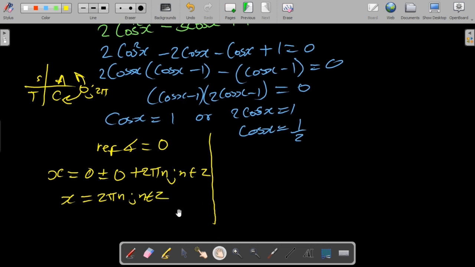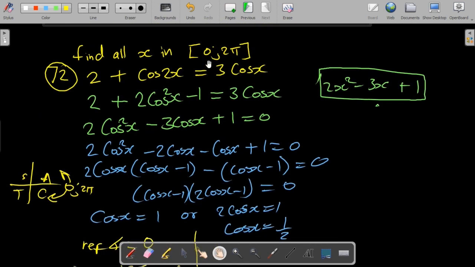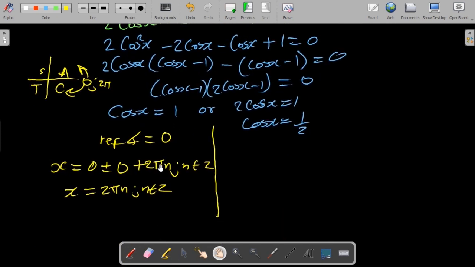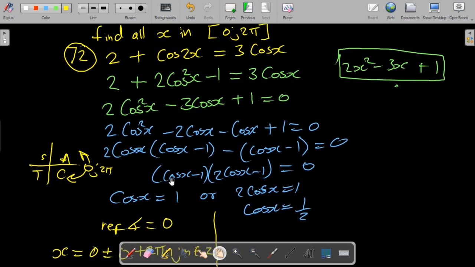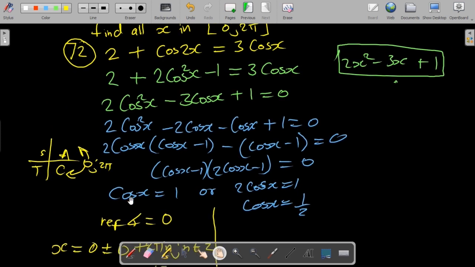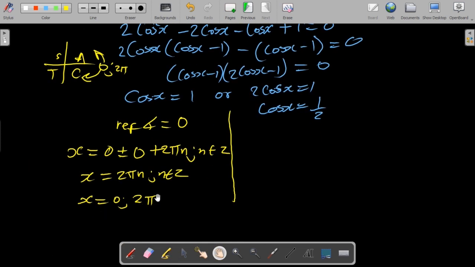Now let's try some integers that will give us answers between 0 and 2 pi inclusive. The only two I can think of are n equals 0, which will give me an x of 0, and n equals 1, which would give me 2 pi. Anything to the left or to the right of those will give you something which is either higher or lower than the boundaries 0 and 2 pi. So these are all the answers we can get from this side.